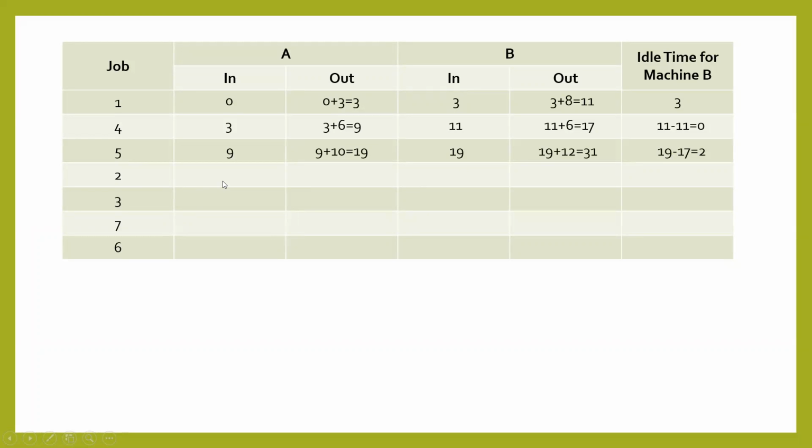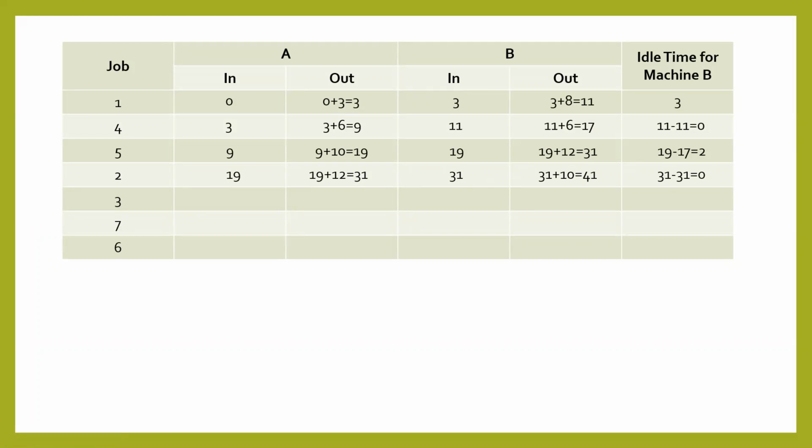This will start at 19. 19 plus 12, that will give you 31. So when should I start? Now there's a tie between this out 31 and this 31. Okay, so this will start at 31. Okay, and the idle time will be 0. Processing time plus 10 gives you 41. This will be 0. 31 minus 31 gives you 0.